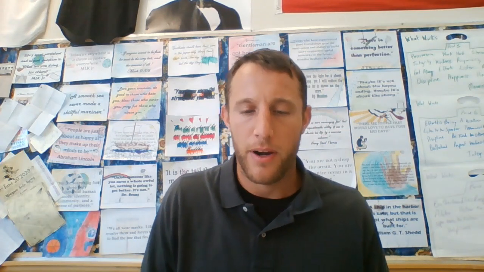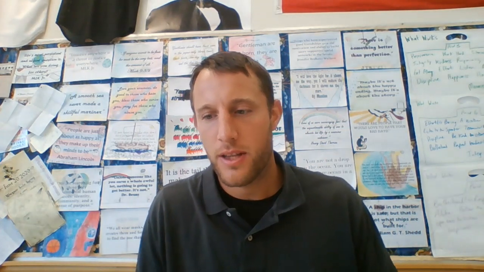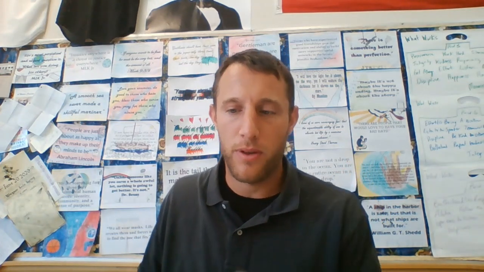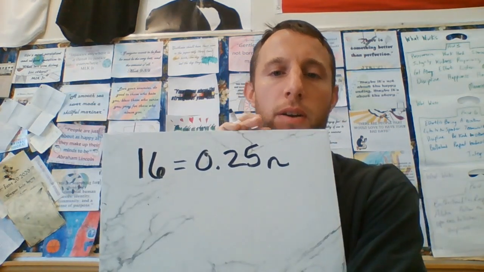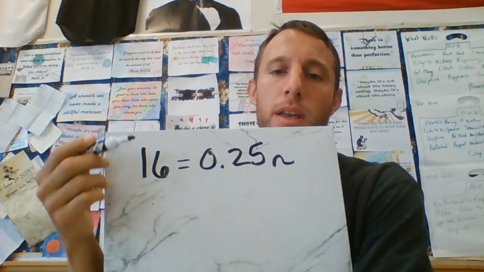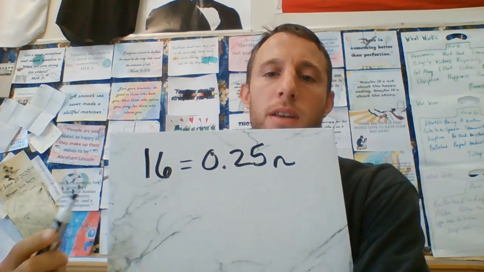So last week we worked on one-step equations, and this week we're going to work on the same thing, except now we're going to have coefficients. That means the number that comes before the variable, like we reviewed last week, coefficients that are either decimals or fractions. So an example that we have here is 16 is equal to 0.25n. Okay? So we want to figure out what is n, what is a number that is multiplied by 0.25 that's going to equal 16.